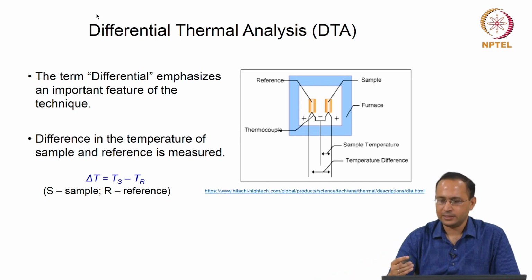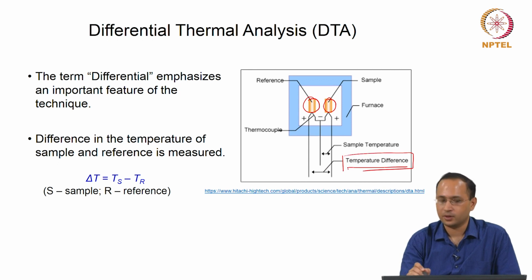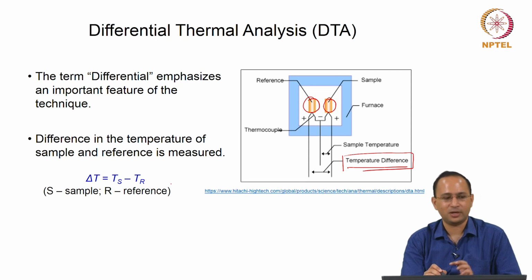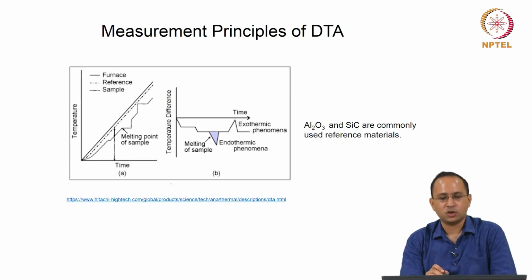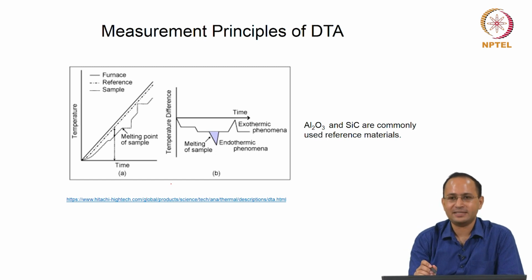So, you can see sample and reference are in the same cell, right, and you have thermocouples to measure the temperatures, and finally we measure the temperature difference. Okay. So, delta T equals Ts minus Tr, that is the key, that is what we are measuring. So, what is the principle, the measurement principle behind DTA? Now, we said that we are measuring the temperature difference.